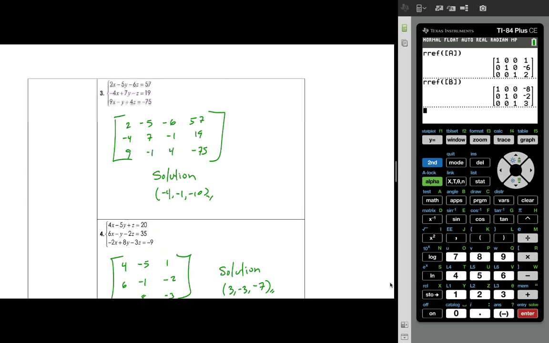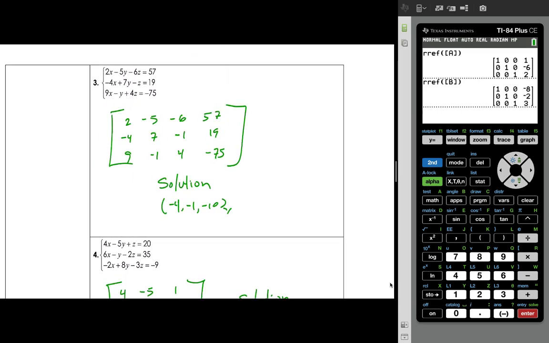Okay, so on number 3, you can see right there, that's the matrix that you should have. Again, make sure that every x is in the same order, every y is in the same order, every z is in the same order, right? And then the number, right? So this is your solution. So it should be -4, -1, and 10.